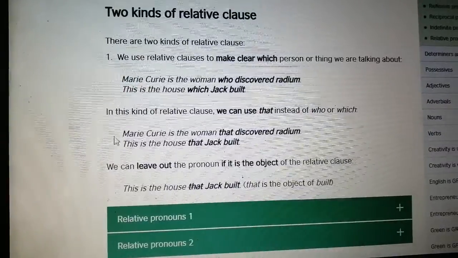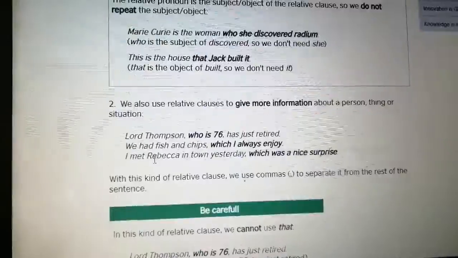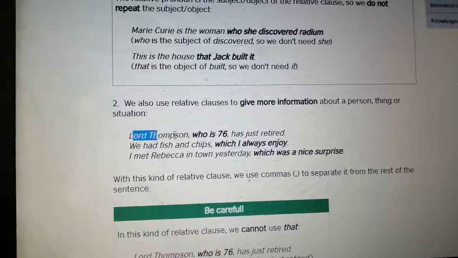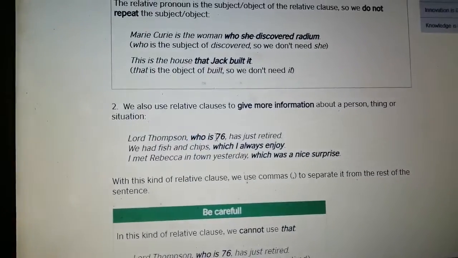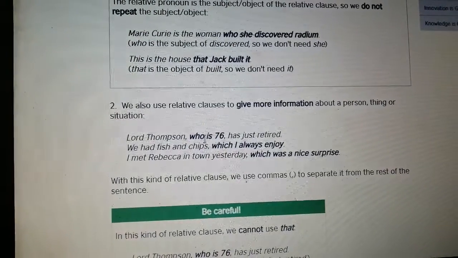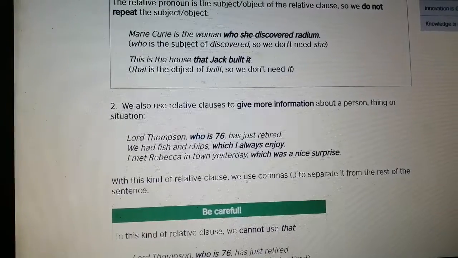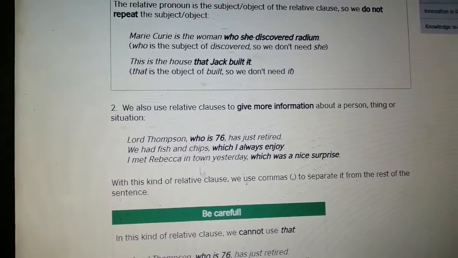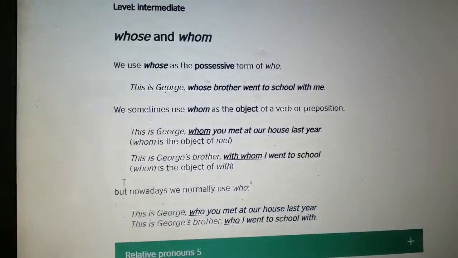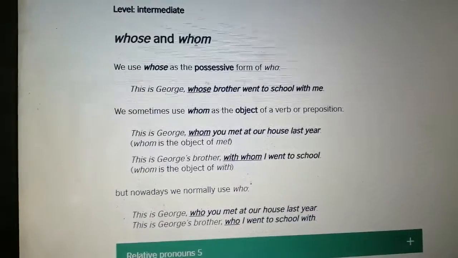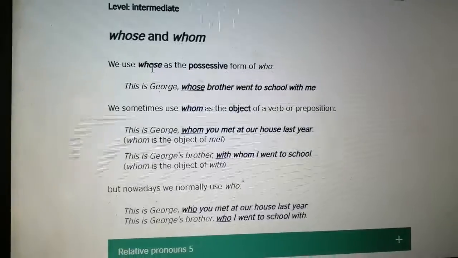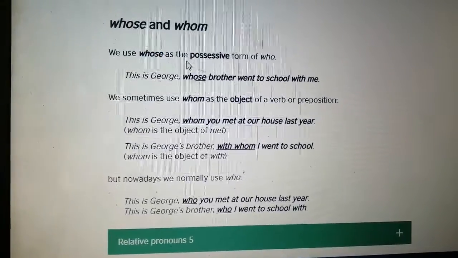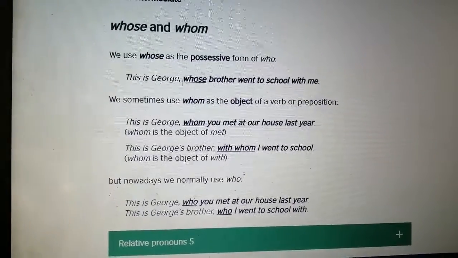Okay, next one. Let me find another sentence with who. Lord Thompson, who is 76, has just retired. Here who, again, because we are referring to the subject, which is a person, we used who. Good. Now, when do we use whose and whom? Let's start with whose.